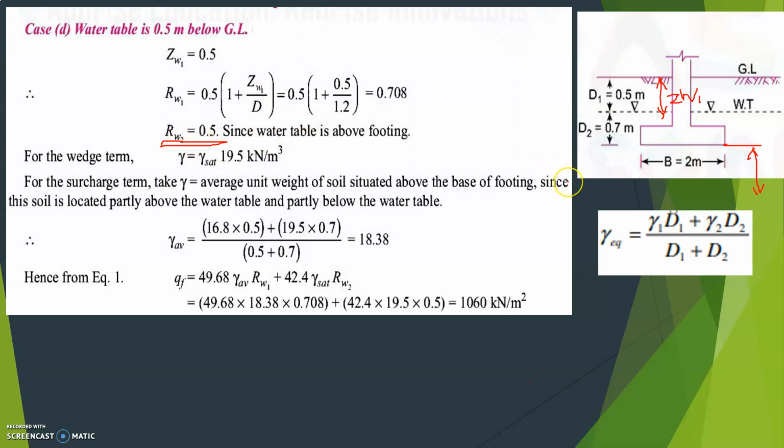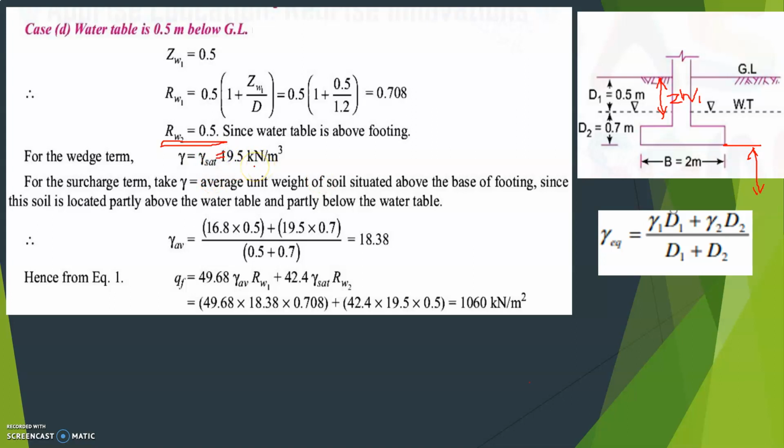Now, how to consider gamma and gamma dash or saturated for the surcharge term and wedge term. For the wedge term, obviously the water table is here, so you have to consider gamma saturated. Gamma is equal to gamma saturated because the water table is located here only, so the soil becomes wet. Once it is wet, you have to consider gamma saturated, that is equal to 19.5.